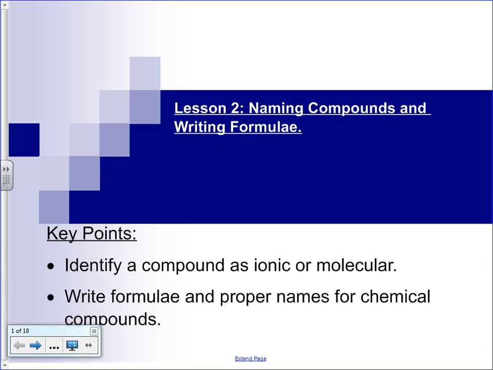Got to be able to identify a compound as ionic or molecular. Those are the only two kinds we'll be dealing with. Okay, and write names and formulas for chemical compounds. Right, we will only be dealing with binary compounds. That means made up of like two parts. Okay.